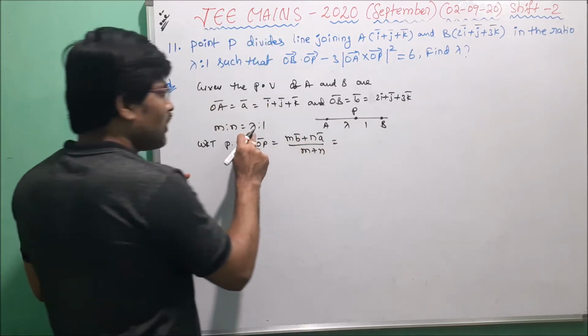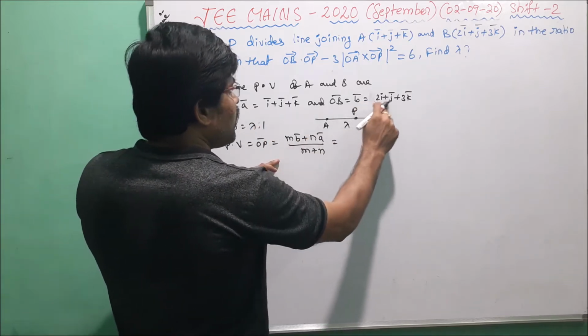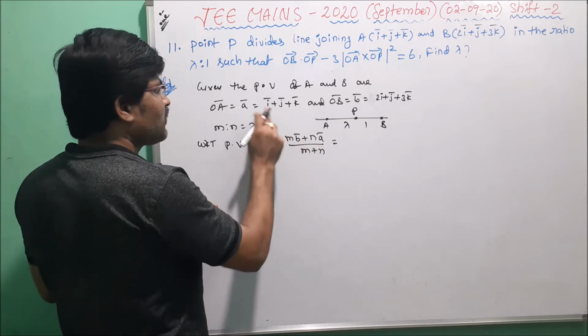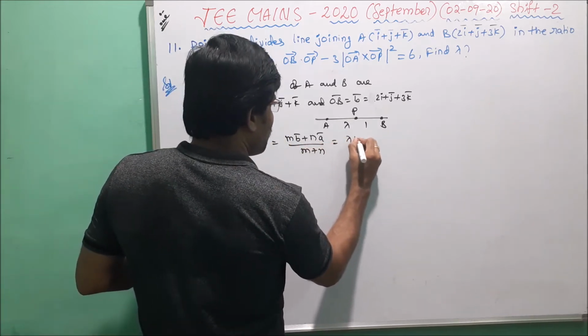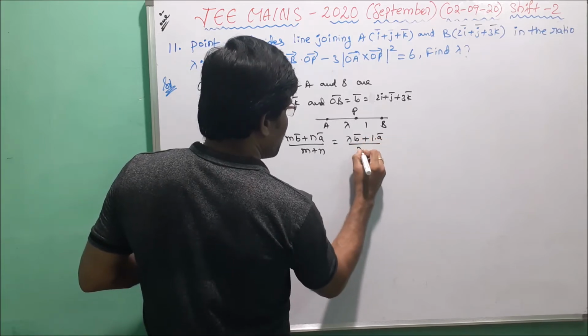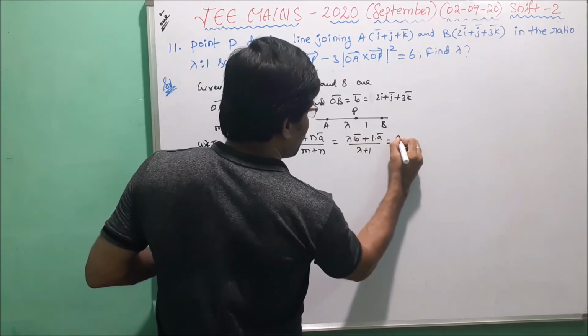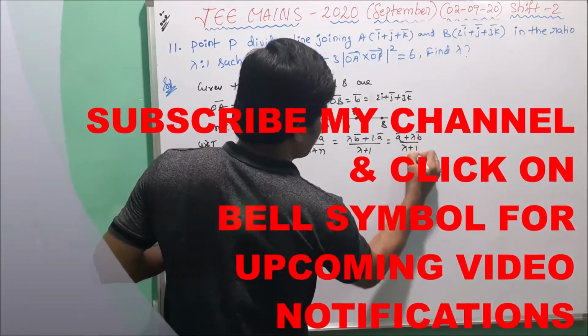Here, m and n are lambda and 1. So b bar means 2i plus j plus 3k, a bar means i plus j plus k. Directly we take (lambda b bar plus 1 into a bar) by (lambda plus 1). Here we write (a bar plus lambda b bar) by (lambda plus 1).